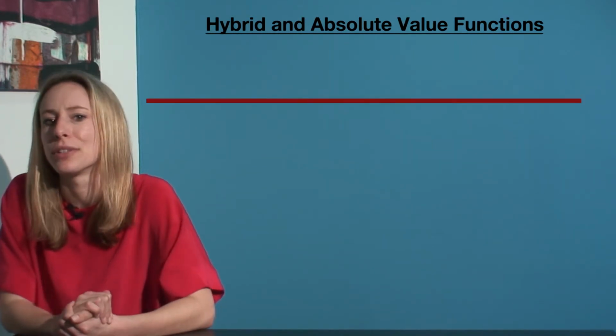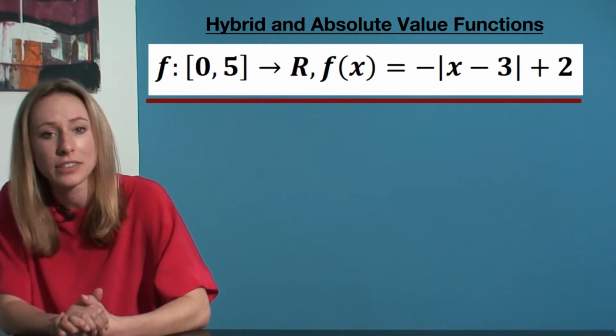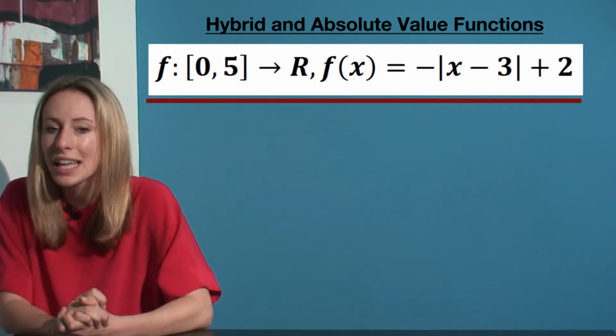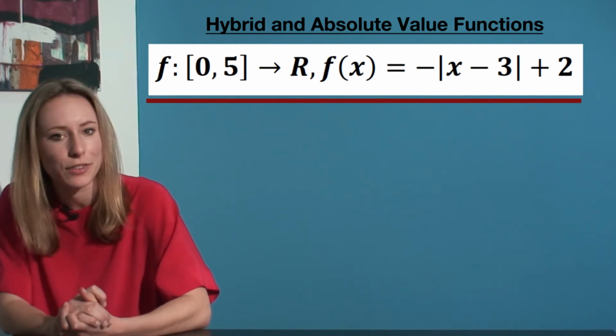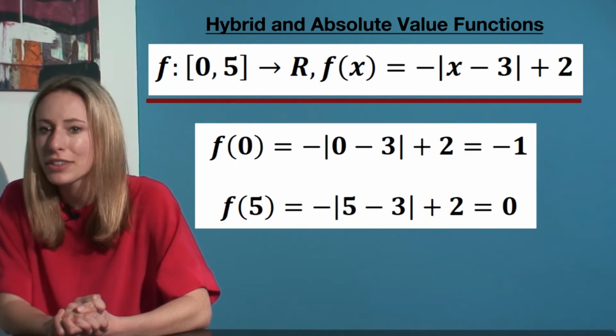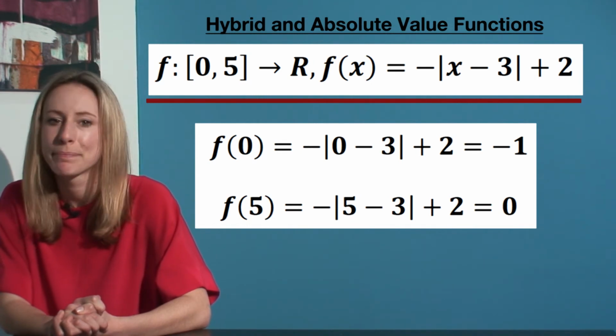Let's have a look at a practice question of an absolute value function over a specified domain. Question 5a from the first exam of 2012. This asks us to sketch this graph and to label the axes, intercepts and endpoints of the graph. First we can work out the endpoints of the function, which will give us the y-intercept as well. We do this by substitution, as seen behind me.